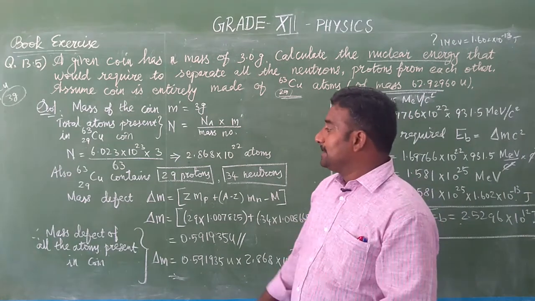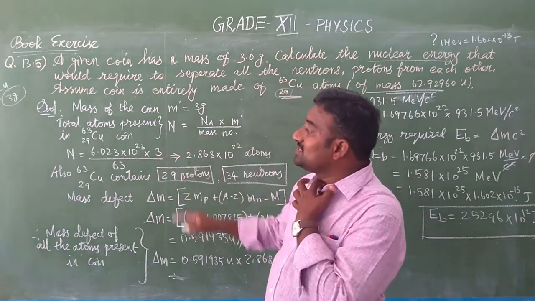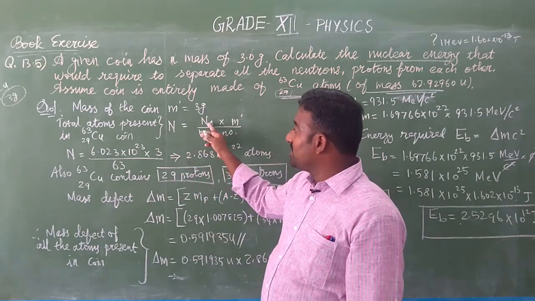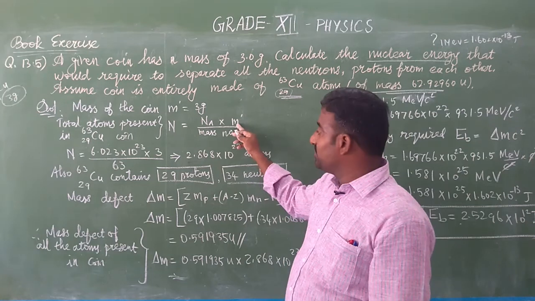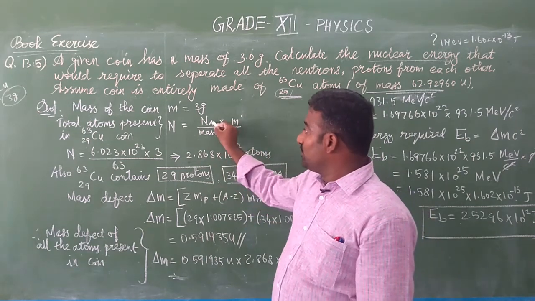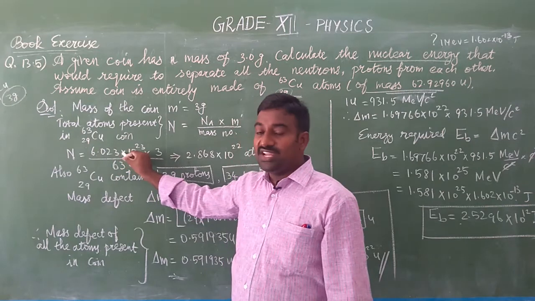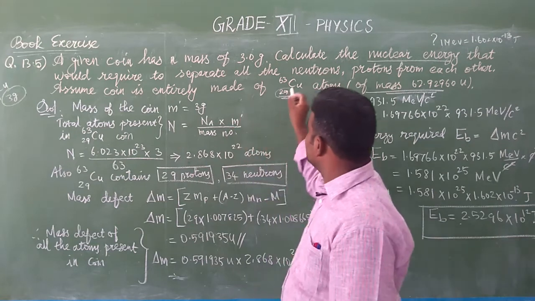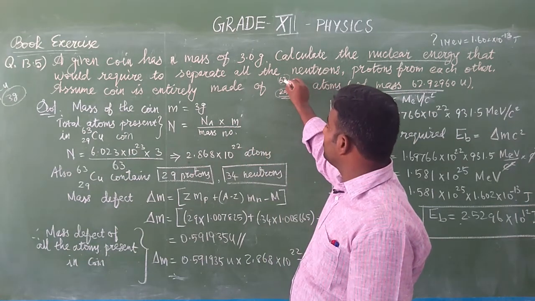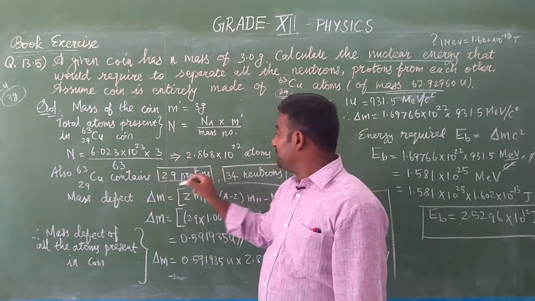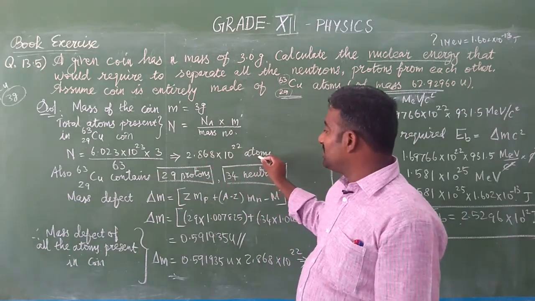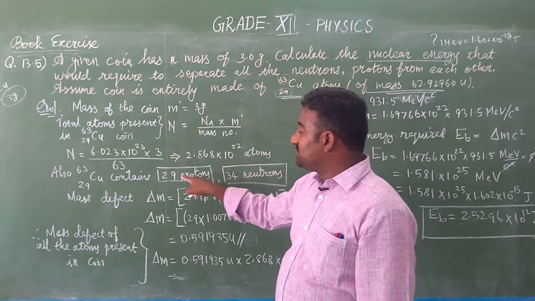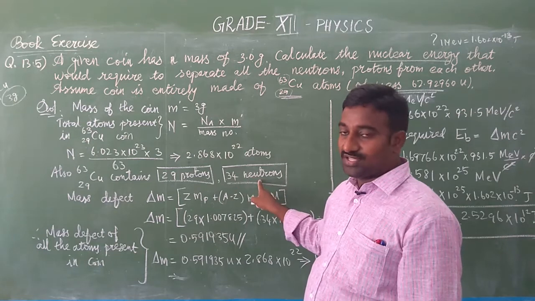Okay, only 3 simple steps. First we need to find the number of atoms present in the coin. The number of atoms present in the coin is equal to Avogadro number into mass of the given coin divided by mass number. We know the Avogadro number, that is 6.023 into 10 to the power 23, into mass of the coin divided by the atomic mass. Mass number is 63. Then after simplification, we got this much atoms present in the copper coin. Therefore, copper contains 29 protons and 34 neutrons.